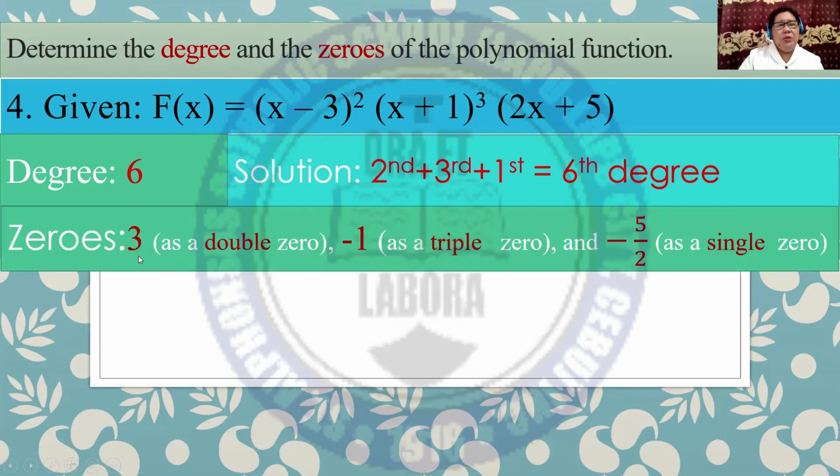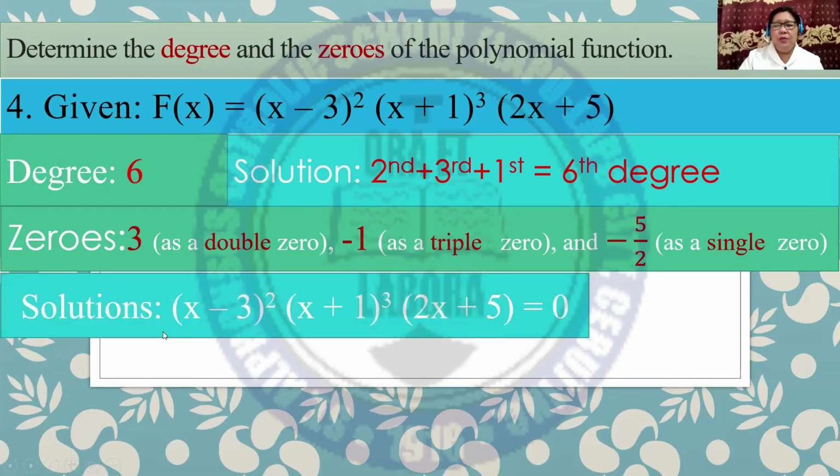For the zeros, we have 3, negative 1, and negative 5 over 2. 3 appears 2 times, or we have a double zero or multiplicity 2. Negative 1 appears 3 times, or multiplicity 3. And negative 5 halves is a single zero.